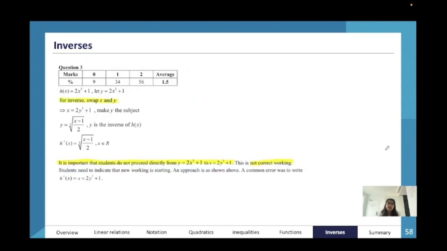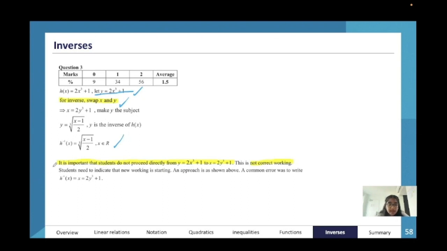So let's see the marking. Just over half the people got this correct. And you can see that it's not too hard to get those marks though. Okay, so let y equals 2x cubed minus 1, we've done that. For inverse swap x and y, we've done that. Make y the subject like this. Yeah, we've done that. So we've gotten all those marks.